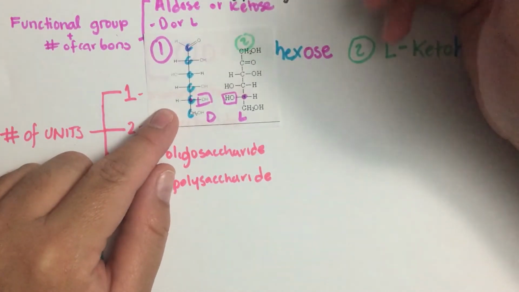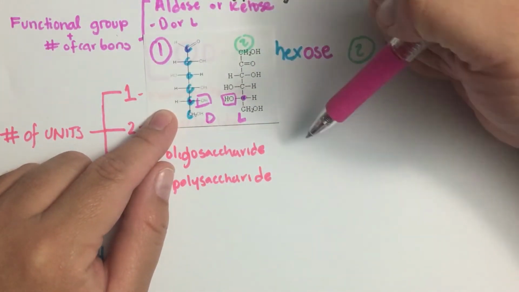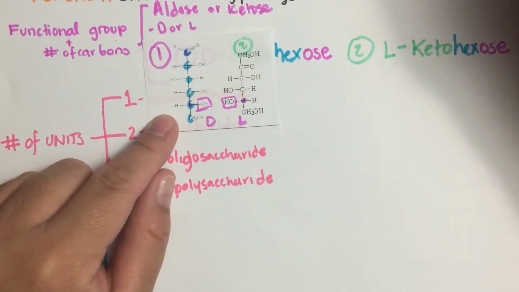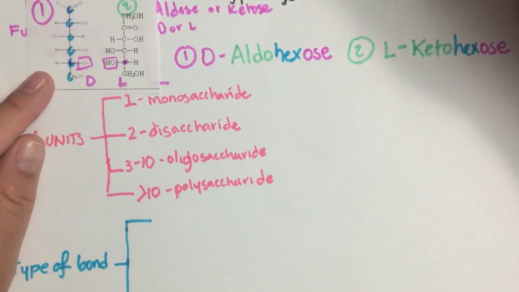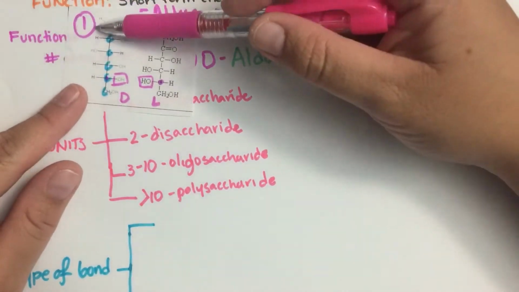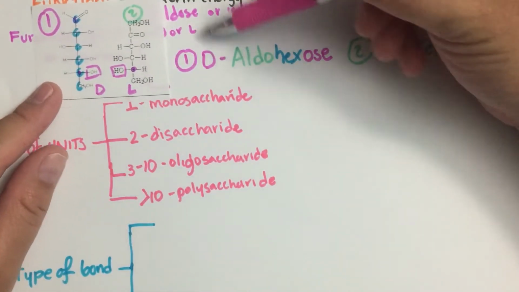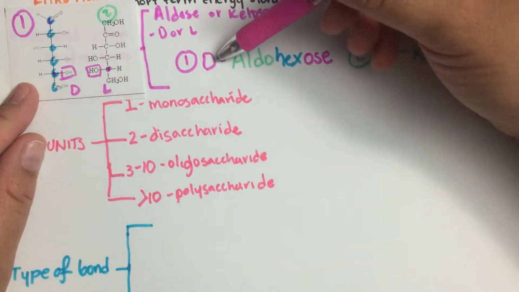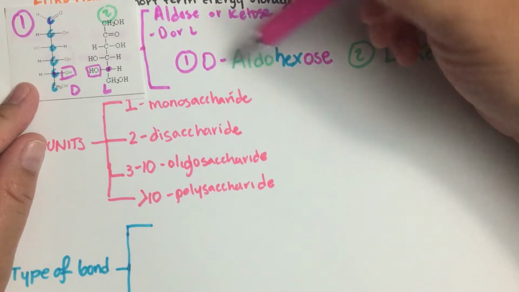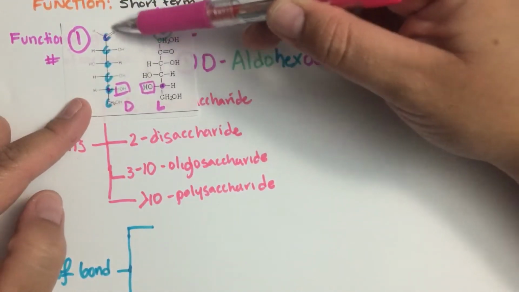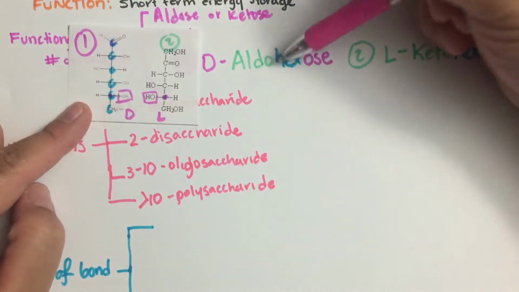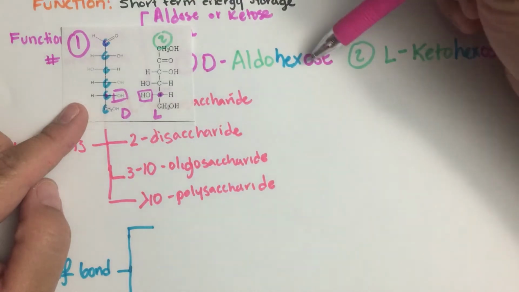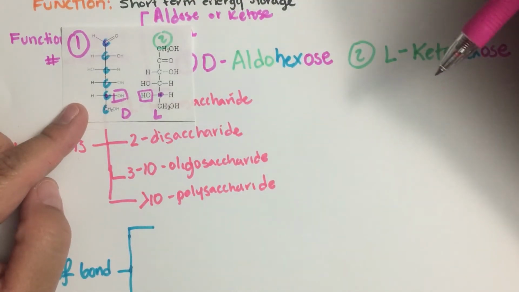The final step is to be able to write down their names so that you can communicate accurately. They don't really follow IUPAC nomenclature. So the way to write the name is the following. For number one, we have D, because the penultimate hydroxy is on the right. Then aldo, because you have an aldehyde. Then hex, because you have 1, 2, 3, 4, 5, 6 carbons. And ose, because it's a sugar.